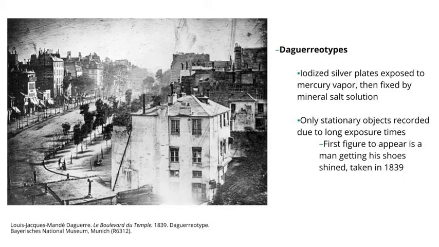The only people that you can see in this are a man getting his shoe shined because he was staying still long enough for the camera to be able to register him. Other people just kind of show up as weird wisps, and you can't tell what they are. But yeah, that is the daguerreotype.